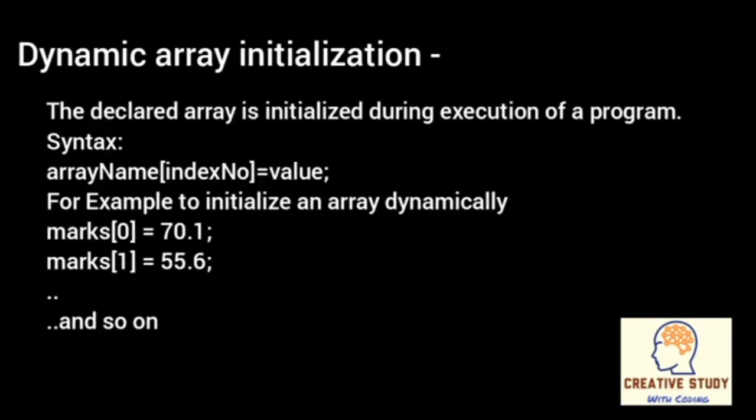Dynamic array initialization. The declared array is initialized during execution of a program. In dynamic initialization of an array, you can assign values to an array element dynamically during execution of the program. First declare the array with a fixed size, then use the following syntax to assign values to an element dynamically: array name[index number] = value. For example, marks[0] = 70.1. It assigns 70.1 to the first element of the marks array, and marks[1] = 55.6 assigns 55.6 to the second element of the marks array, and so on.